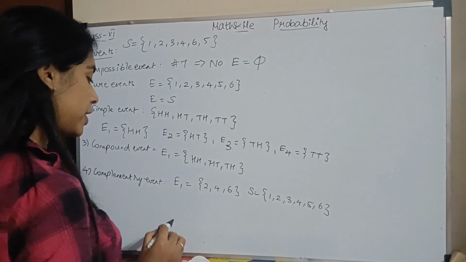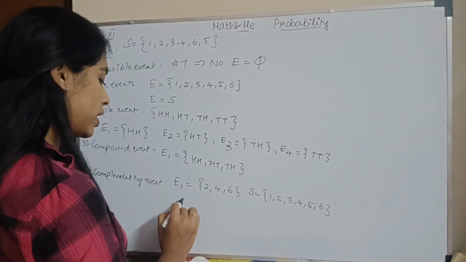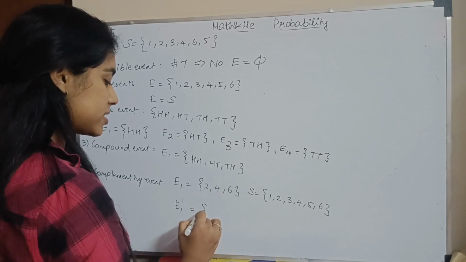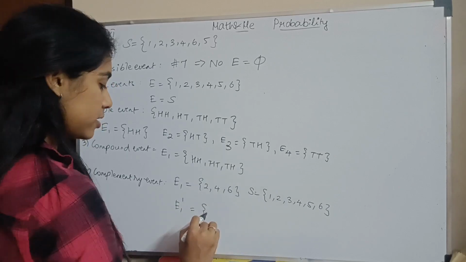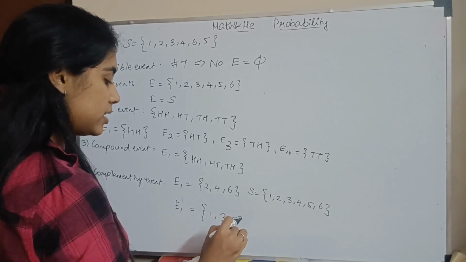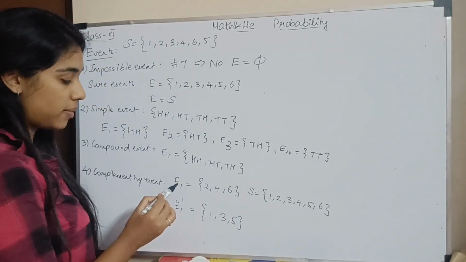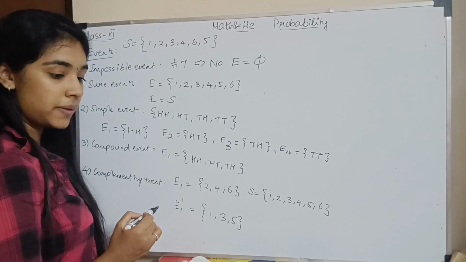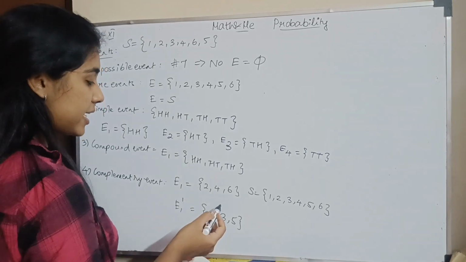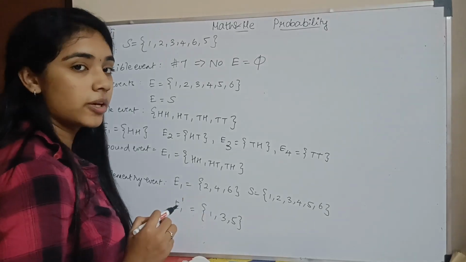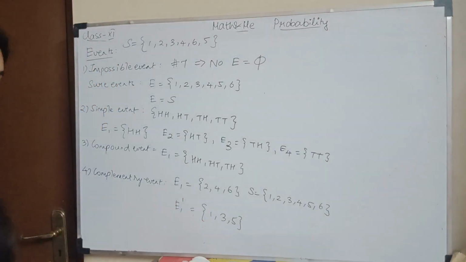Correct? So what is my complement of E1, which is E1 tag? The elements that are not in this and are in the sample set, which means I have 1, 3 and 5. So basically, E1 tag is a complement of E1. Okay? Whatever is there in the sample space and is not in E1 will be there in E1 tag. Okay? So this is my complementary event.